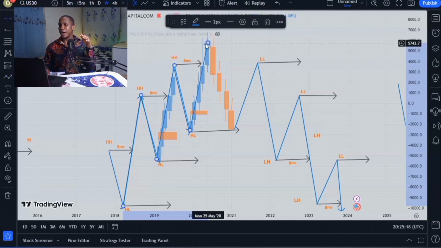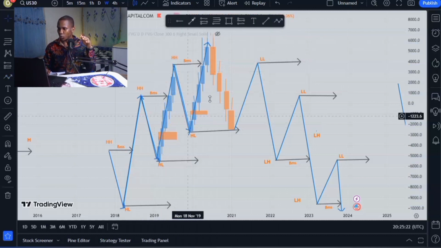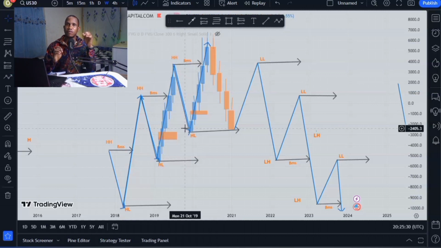And we see that when the market does this, it creates imbalances for us. Imbalances right here. These imbalances are otherwise known as a fair value gap, and this concept of fair value gaps is what we are going to be learning in this YouTube video: what it is, and the 3 rules to spot them correctly in the market.